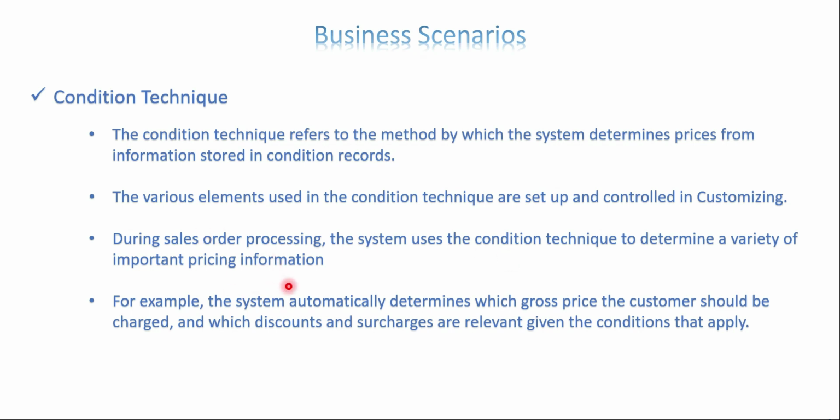And during sales order processing, the system is going to use that condition technique to determine the pricing information. Okay, for example, the system automatically determines which gross price the customer should be charged, and which discounts and surcharges are applied, everything using that condition technique. Okay, these are just a few statements. I want to make sure you understand the pricing and conditions before getting into the BAPI.